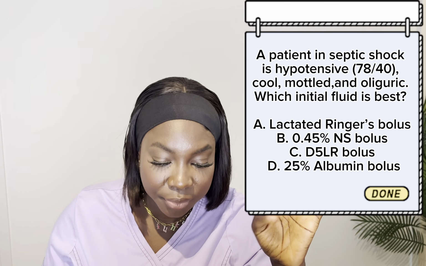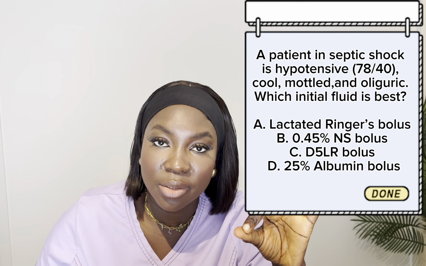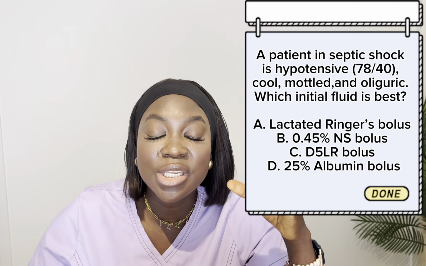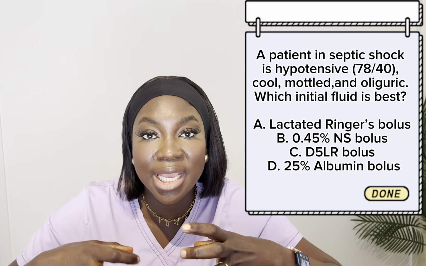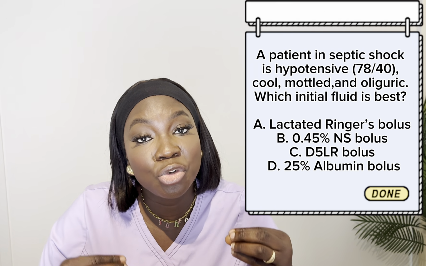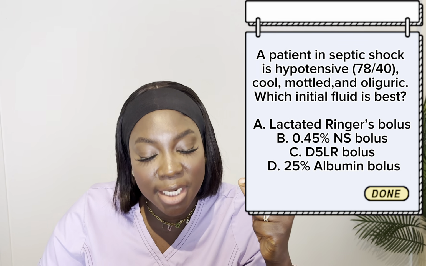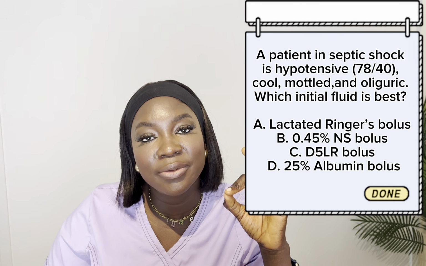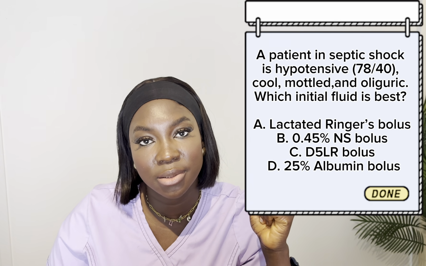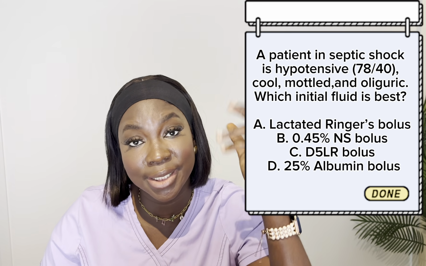0.45 normal saline. This is a hypotonic fluid, and it will shift fluids into the cell. The fluids will not stay in the bloodstream, and this will worsen the shock, because we need the fluid volume to stay in the bloodstream, to stay in the intravascular space. And also hypotonic fluids will not raise the blood pressure. C says 5% dextrose in lactated Ringer's. Once 5% dextrose is metabolized it becomes hypotonic, and we don't want to give them hypotonic fluids. That fluid will not stay in the intravascular space, it will go into the cell, and that's not what we want.